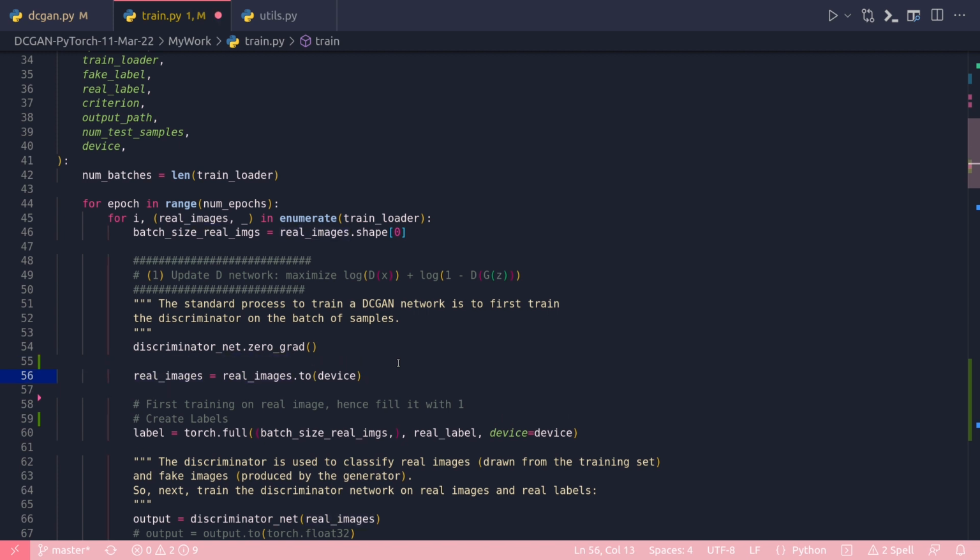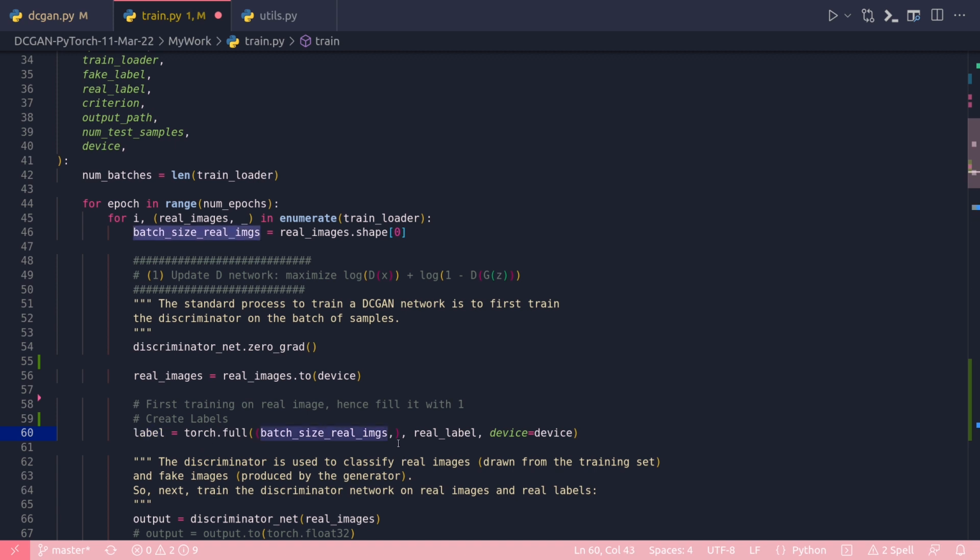All right, now my real images, I'm transferring them to device, and these real images are my actual training images coming from enumerating over the train loader data set. And now I have to create labels. First I'm training the discriminator on real images, and hence my initial label creation will be filled with all ones, and that's what I'm doing here.